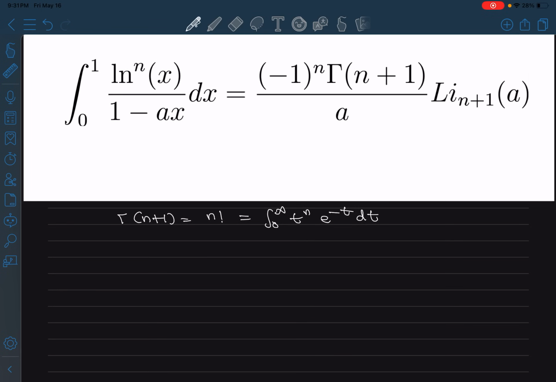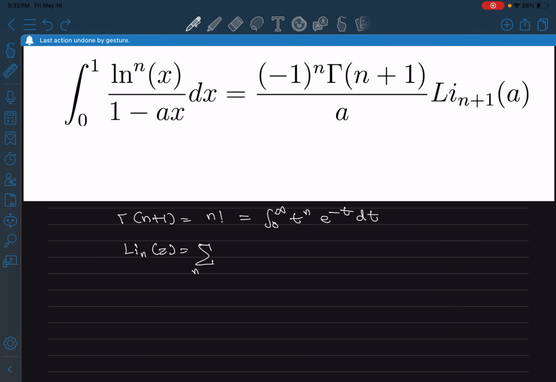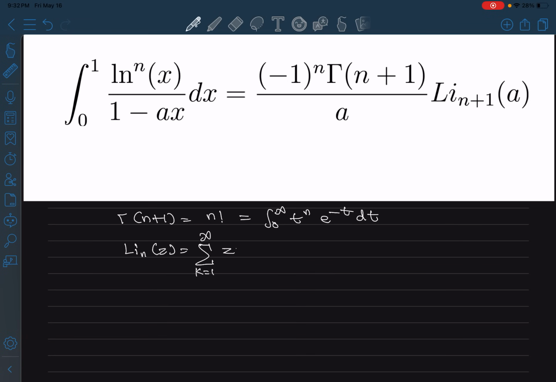Now, similarly, this polylogarithm function is a really powerful function that generalizes a lot of special functions, like the Riemann zeta function. This is defined as the sum from k equals 1 to infinity of z to the power k by k to the power n. And its integral representation goes like this. Basically, it's defined by a recurrence in integral.